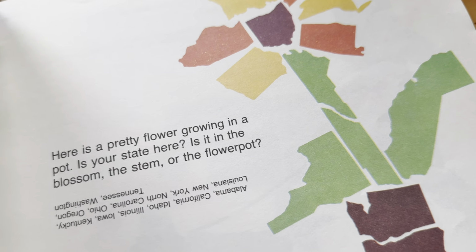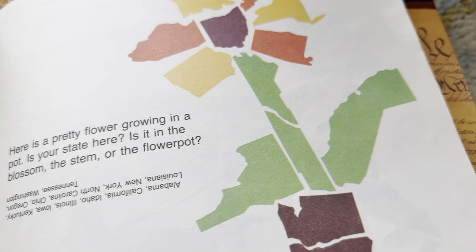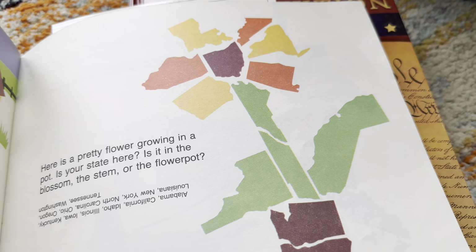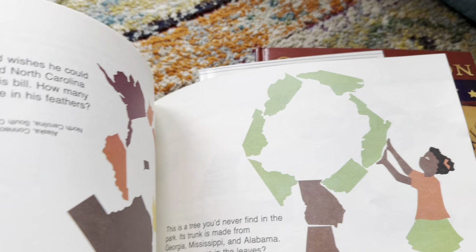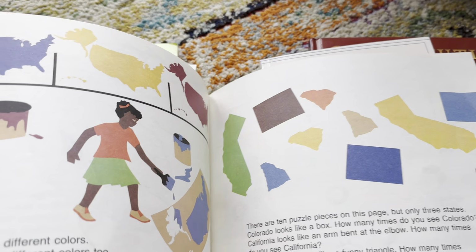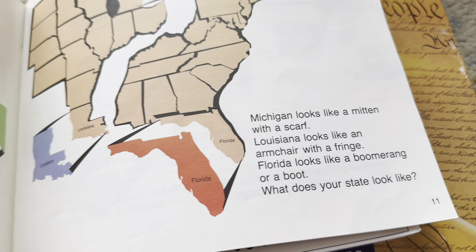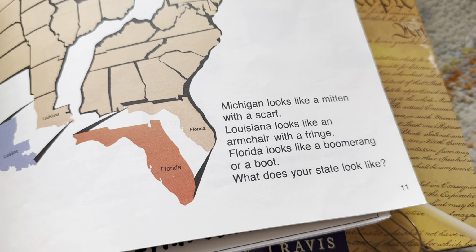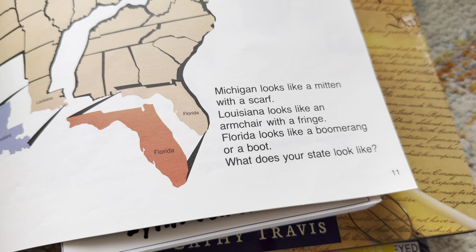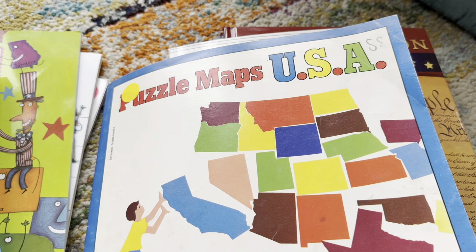Look at that one. Here's a pretty flower growing in a pot. Is your state here? Is it in the blossom, the stem, or the flower pot? So you've got to know the shapes. Isn't that cool? A lot of people will probably just walk right on by this book, like, oh, that's an old book. Listen, don't go by the cover. Look, Michigan looks like a mitten with a scarf. Louisiana looks like an armchair with a fridge. Florida looks like a boomerang or a boot. What does your state look like? I think that's really cool.